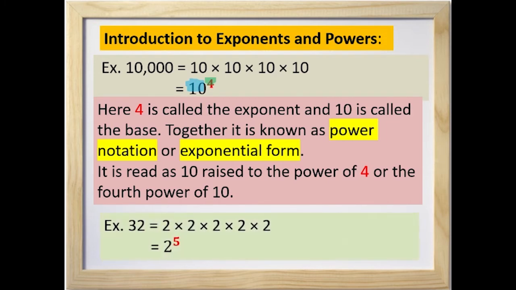Again, let us take another example. Let us take the number 32. Now 32 can be written as a product of 2 which is multiplied to itself 5 times. That is 2 into 2 into 2 into 2 into 2. And this we can write in the power notation as 2 raised to the power of 5. Here 2 is called the base and 5 is called the exponent. Understood, children?